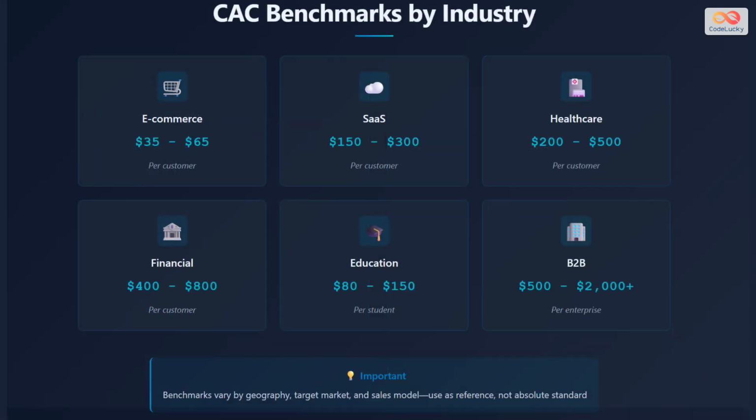CAC varies significantly across different industries. E-commerce companies typically have CAC between $35 and $65. Software as a service, or SaaS, companies range from $150 to $300. Healthcare industries average $200 to $500. Financial services are even higher at $400 to $800. Education sectors sit around $80 to $150. Business-to-business companies can exceed $500 to $2,000 per enterprise customer. These are just benchmarks to reference. Your actual CAC depends on your specific geography, target market, and sales model. Use these as guidance, not absolute standards.